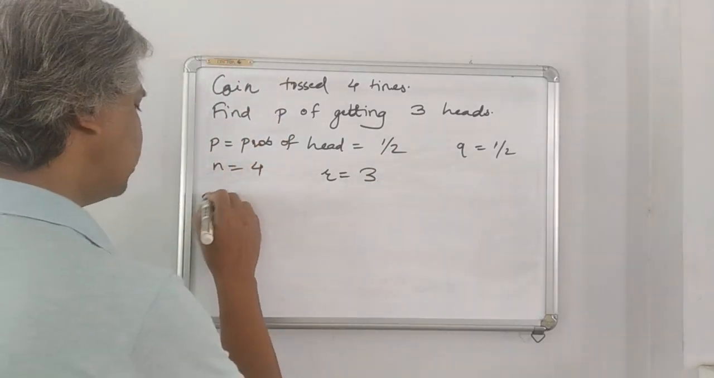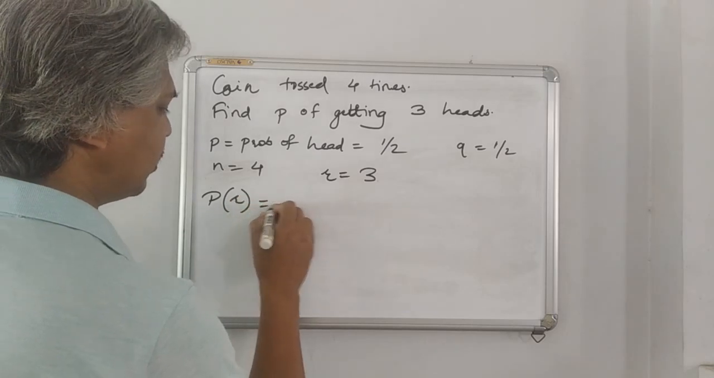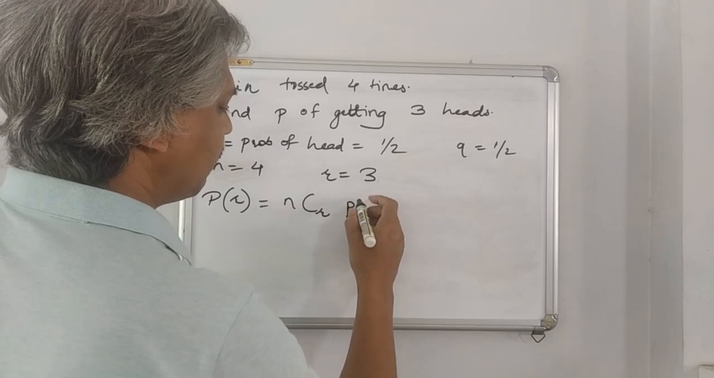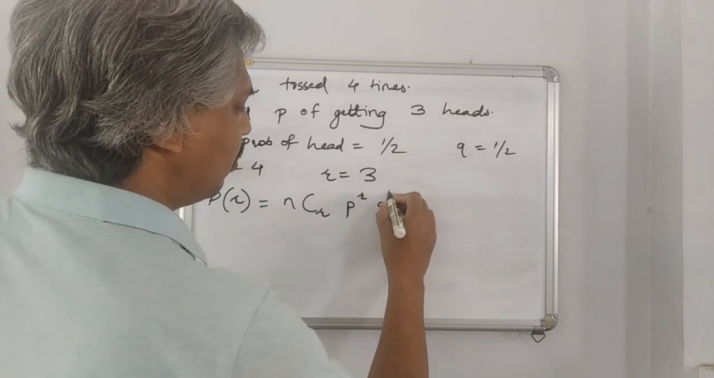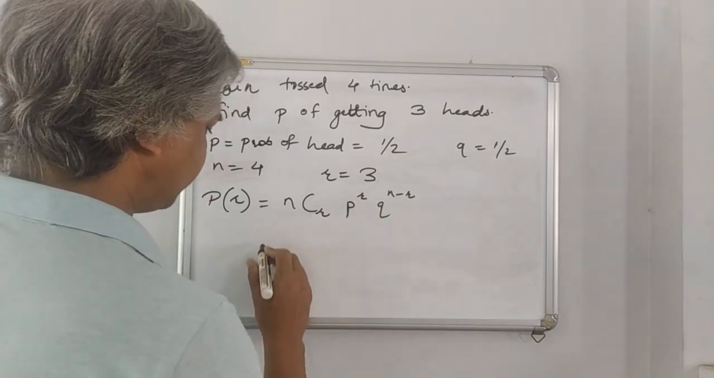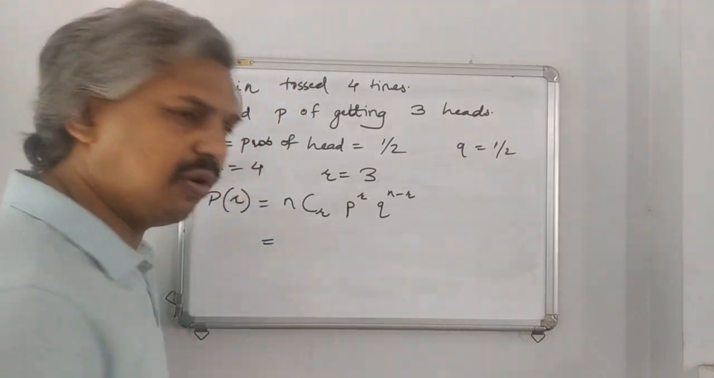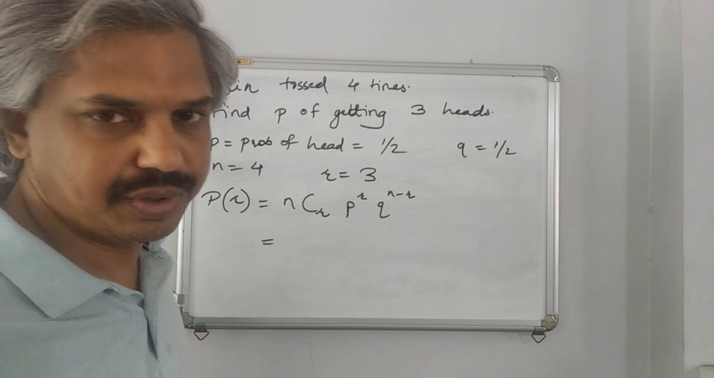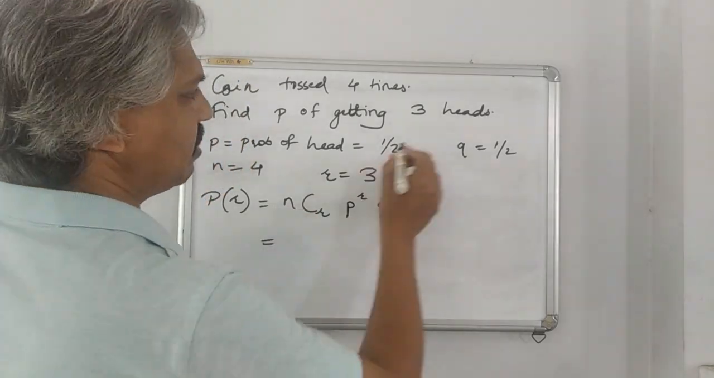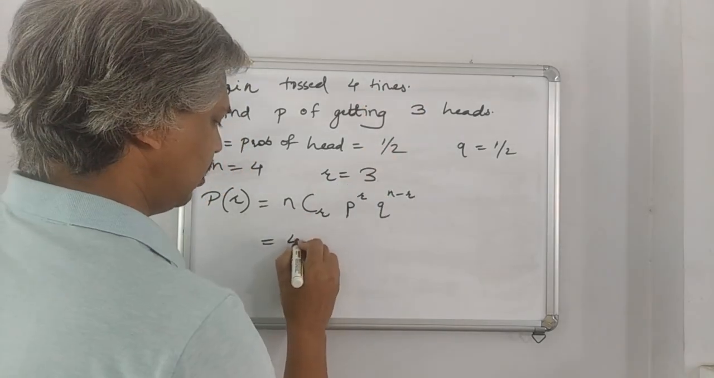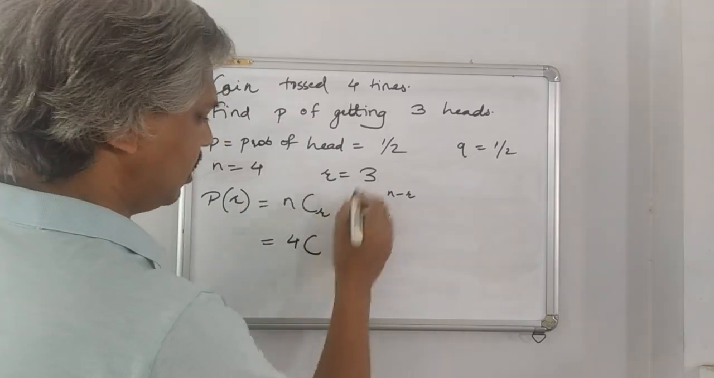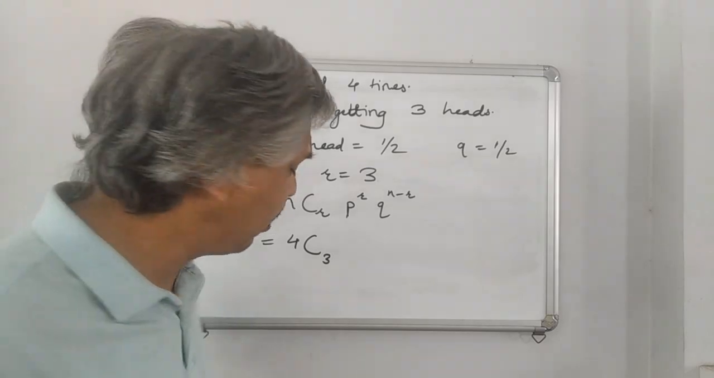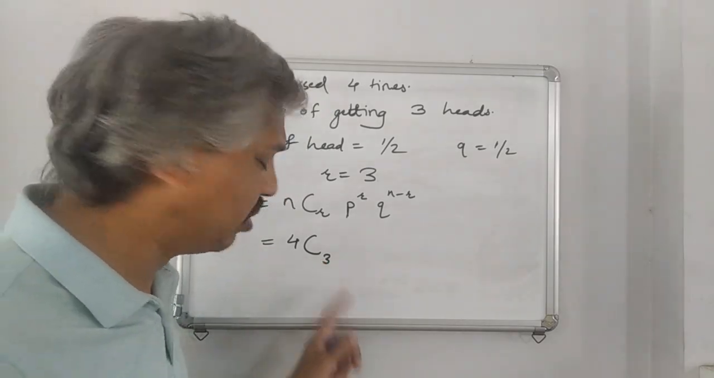Then the formula is P of R is equal to NCR P raised to R Q raised to N minus R. We'll just remember this formula. This is the formula that we will be using in every problem for binomial distribution. So we have N is 4, C3. This is combination. C stands for combination. What is the meaning of the word combination? What is the meaning of this 4C3?